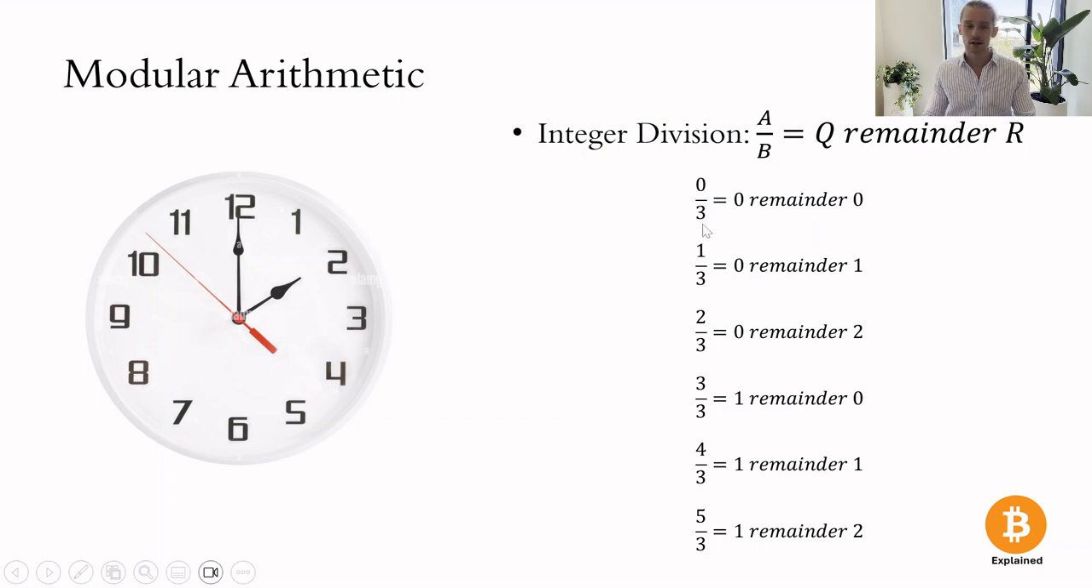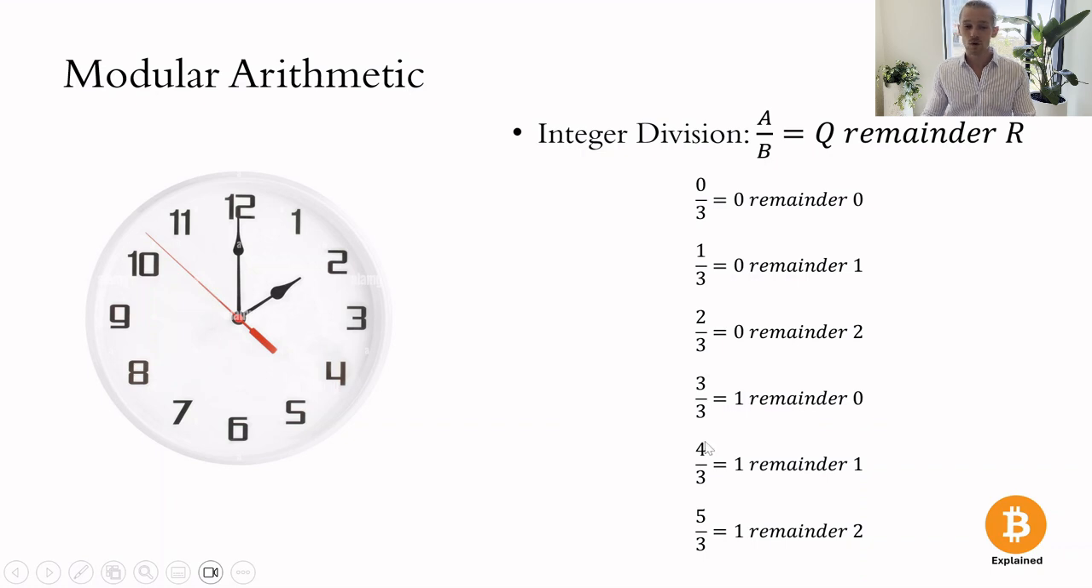So 0 divided by 3 is equal to 0 with the remainder of 0, obvious. 1 divided by 3 is also equal to a quotient of 0 with the remainder of 1. 2 divided by 3, 0 with a remainder of 2. And then as soon as we get to 3 divided by 3, we get a quotient of 1 with a remainder of 0, because 3 fits into 3 ones with nothing left. It fits into 3 perfectly, so to say.